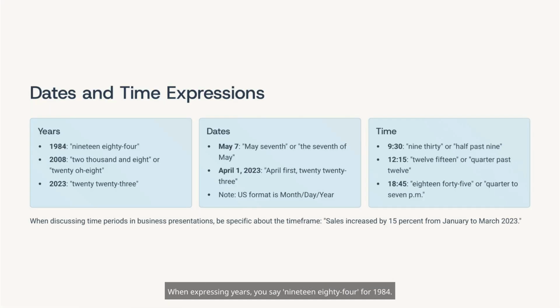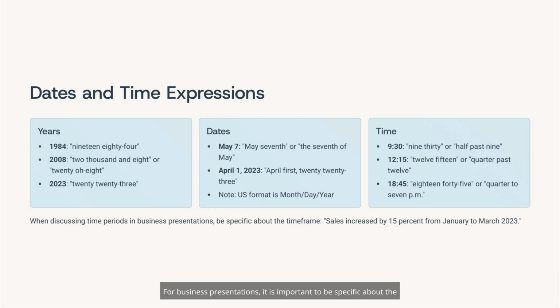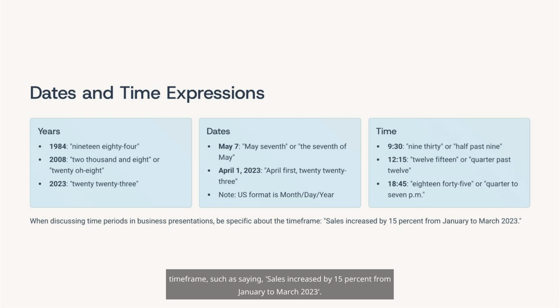When expressing years, you say 1984 for 1984. You can say 2008 as 2008 or 2008. For dates, May 7th can be said as May 7th or the 7th of May. The US format is typically month/day/year. When discussing time, you can say 9:30 as 9:30 or 9:30. For business presentations, it is important to be specific about the time frame, such as saying, sales increased by 15% from January to March 2023.